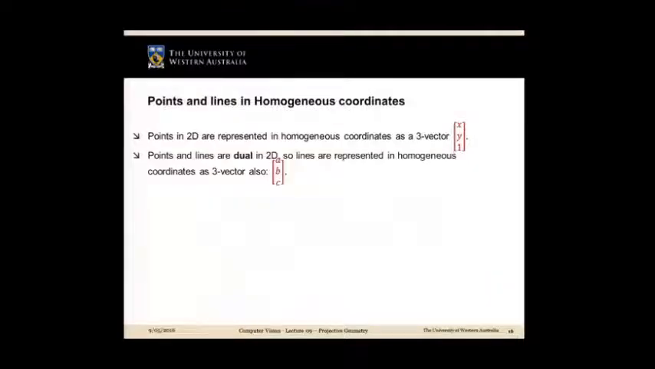And points and lines are dual in 2D. What does it mean, dual? Any idea? Okay, the next slide will help you to understand that. What does it mean? Lines and points are dual in 2D, right? So the next slide will help you. Lines are represented in homogeneous coordinates as a 3-vector also. So it's represented by A, B, and C.